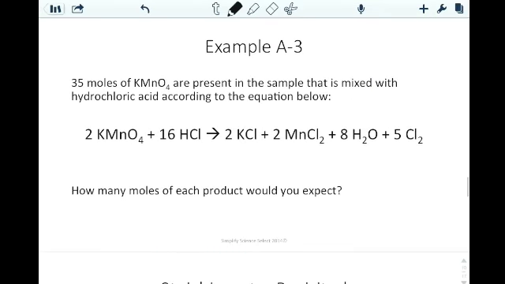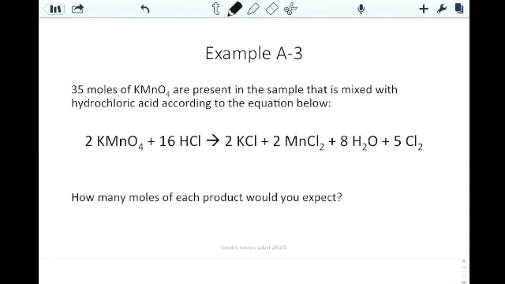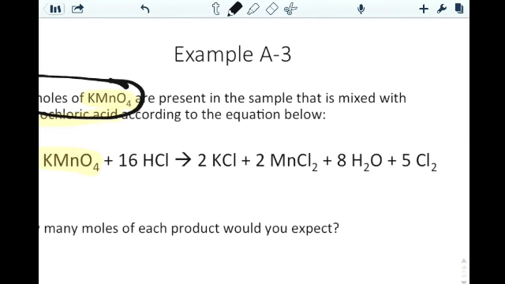Alright, next example, we see that we have example A3. It says 35 moles of potassium permanganate are present in a sample that is mixed with hydrochloric acid according to the equation below. So this is potassium permanganate, and we have 35 moles of it. And it wants to know how many moles of each product would you expect. So in working this out, we always start with the number that it gives us in the problem. So we have our 35 moles of potassium permanganate.